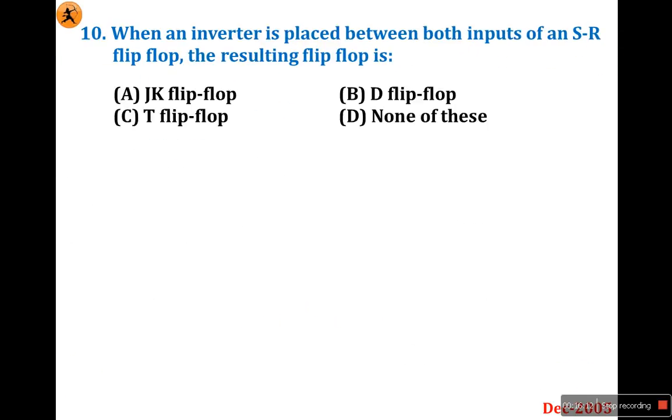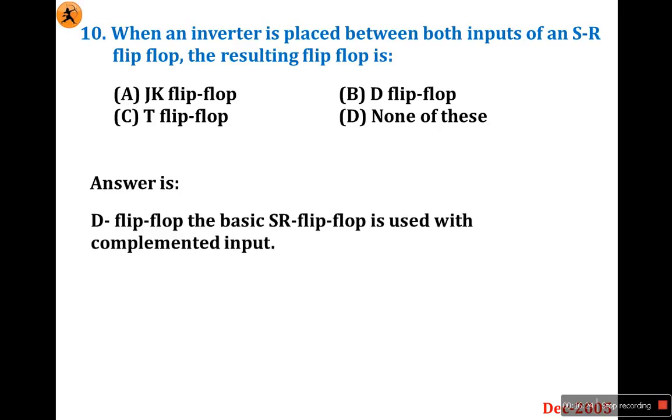So we'll look at the last question. When an inverter is placed between both inputs of an SR flip-flop, the resulting flip-flop is, definitely, the D flip-flop. The D flip-flop is the basic SR flip-flop used to complement the input. So when the inverter is placed between both inputs of an SR flip-flop, the resulting flip-flop is the D flip-flop. If you know all the flip-flops, you can answer this question easily.